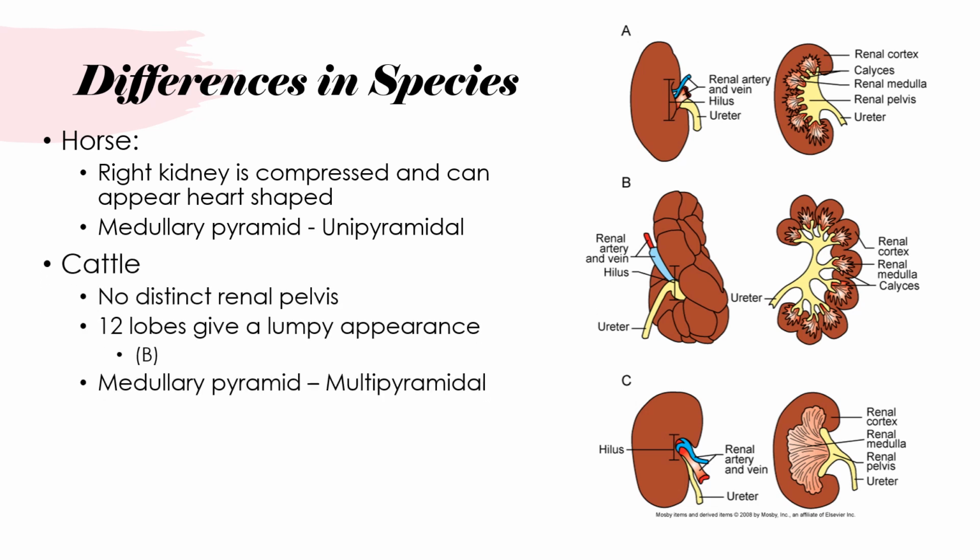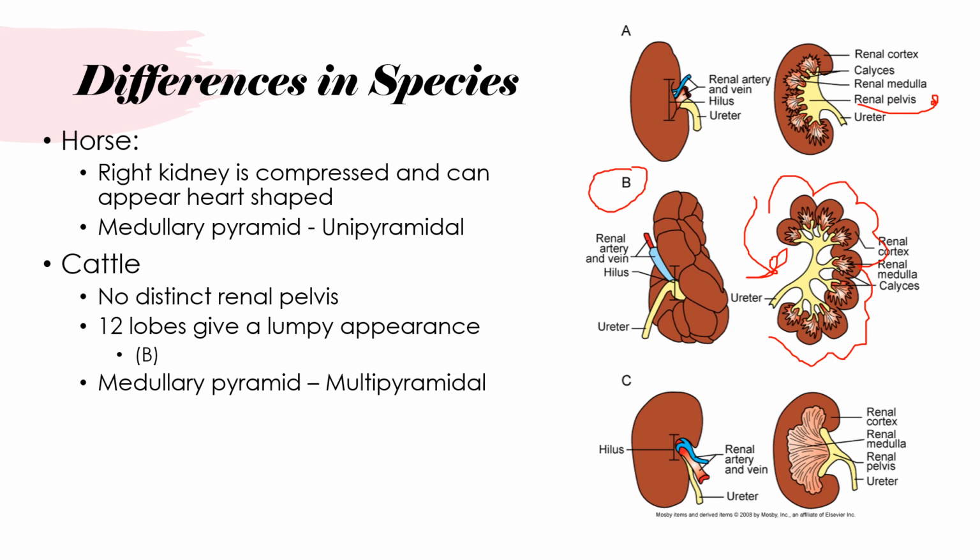But then we look at a cattle and we see that there's actually no distinct renal pelvis. So a cattle is going to be this B section. If you look at top A, we have a renal pelvis here, but we do not have one down here for a cow. There's also going to be 12 lobes. So boing, boing, boing, 12. And it's going to be lumpy bumpy, like we can see here.